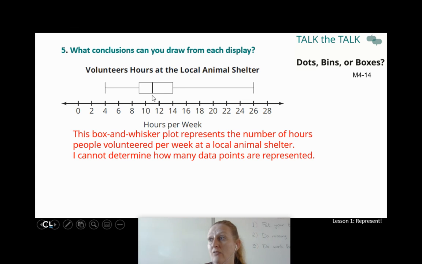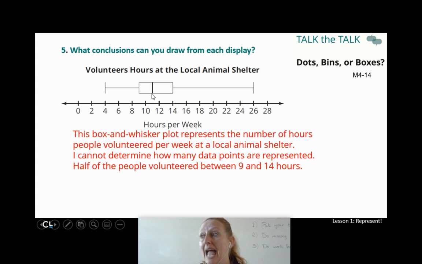I can tell if this is my median, I can tell that 25% of the people were between 4 and 9 hours a week, 25% of the people were between 9 and 11 hours per week, 25% of the people were between 11 and 14 hours a week, and then 25% of people did between 14 and 26 hours per week. So it's interesting because that means this box is half of the people who participated. So it looks like half the people volunteered between 9 and 14 hours per week.